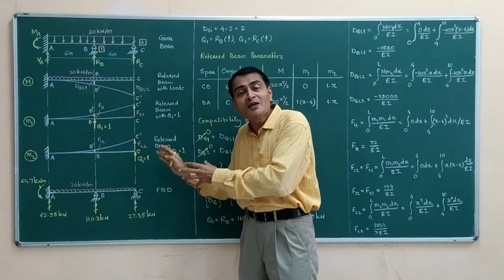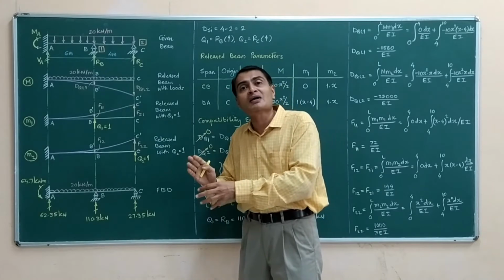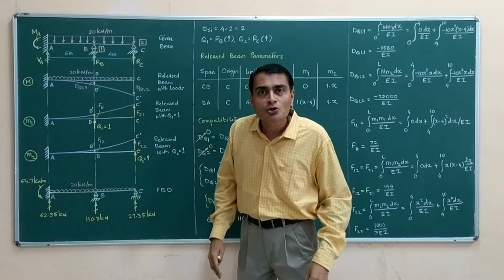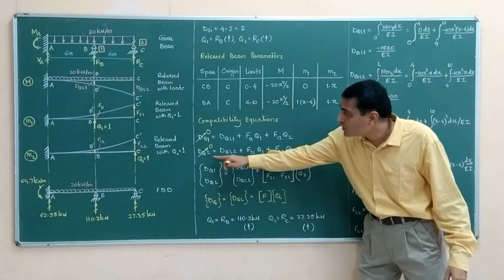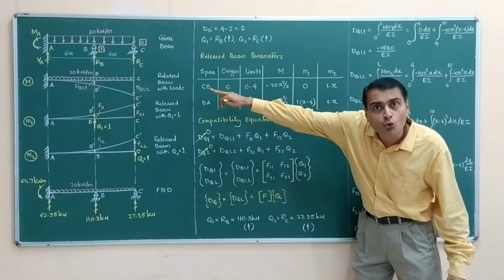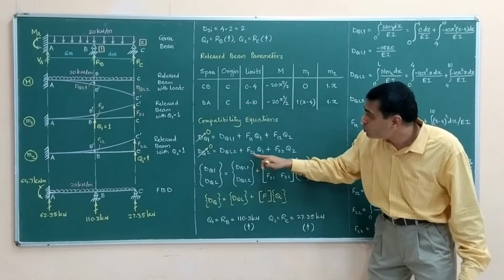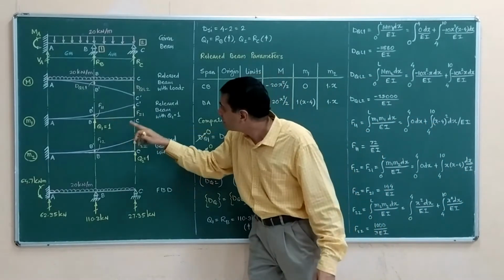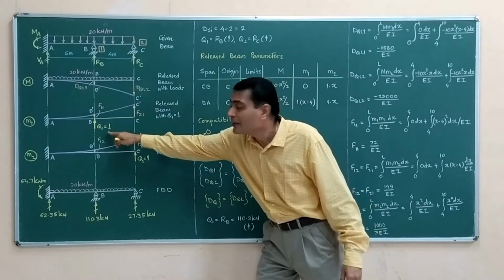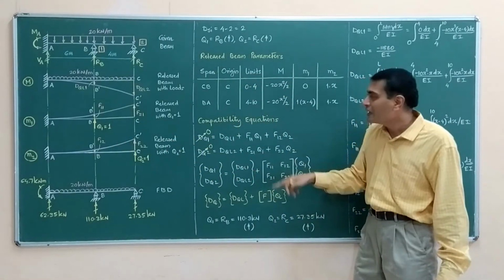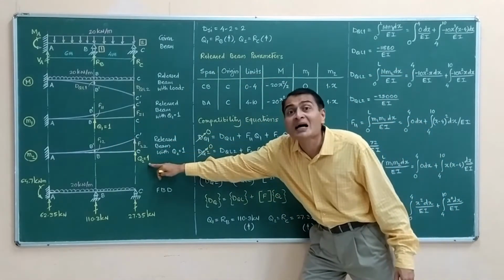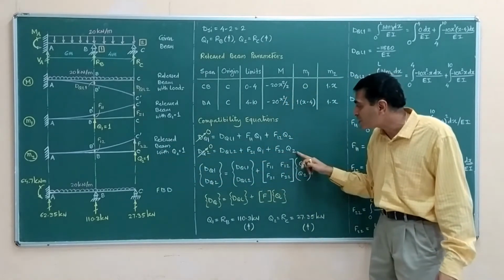Effect by unity, effect by RB, effect by RC, just multiply. So just see if that is what I have written or not. dQ2 is equal to dQL2 plus F21 into RB, that is what I have written, Q1, plus F22 into RC, that is Q2, that is what I have written.